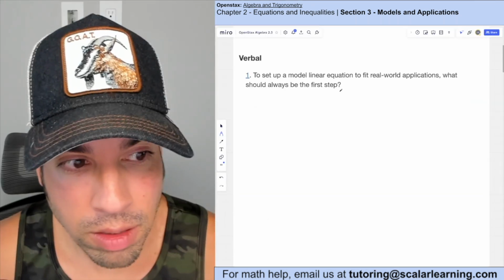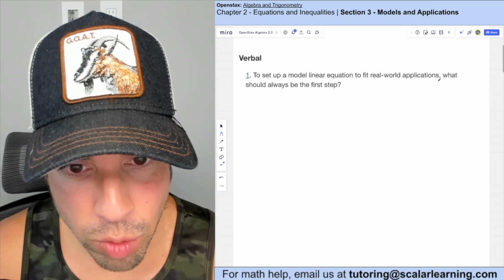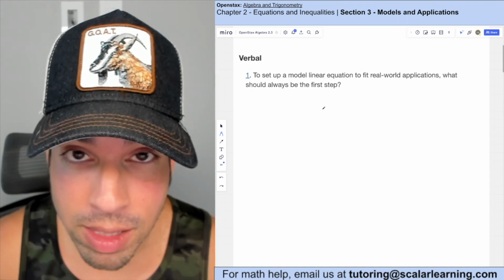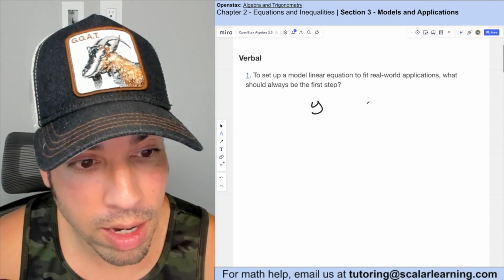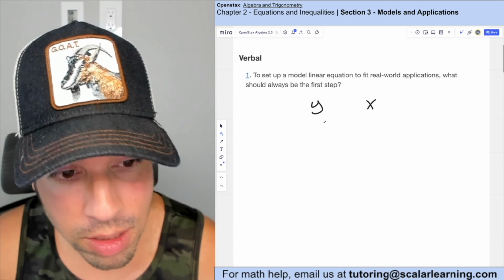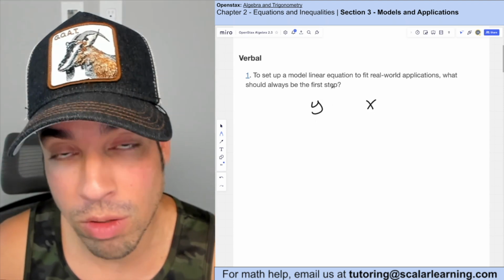Let's do it. To set up a model linear equation to fit real-world applications, what should always be the first step? So what I would say, if we're talking about a linear equation consisting of y and x, I would define the variables and say y represents this, x represents that, and then create the relationship.